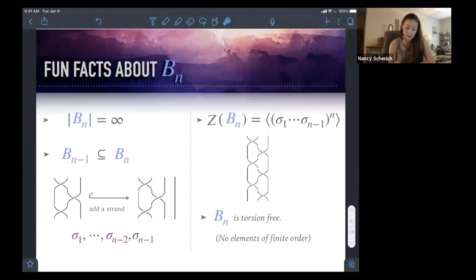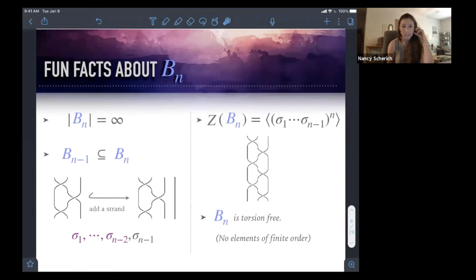And so that full twist, here's a picture of what the full twist looks like. Each strand starts and ends, it makes the full loop around. I like to think about it as you're wrapping ribbon around a post or something, and you have to go all the way around the post and come back, and every ribbon does the same thing. And that element generates the center, so it commutes with everybody.